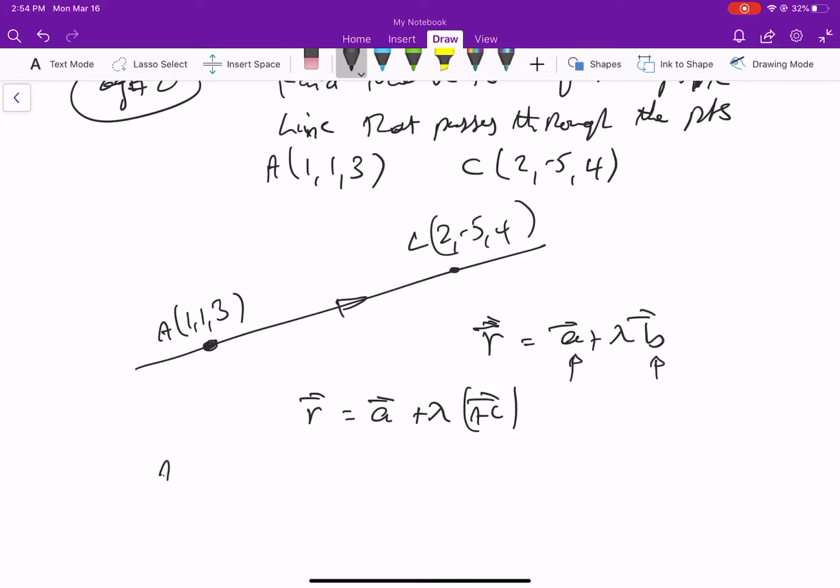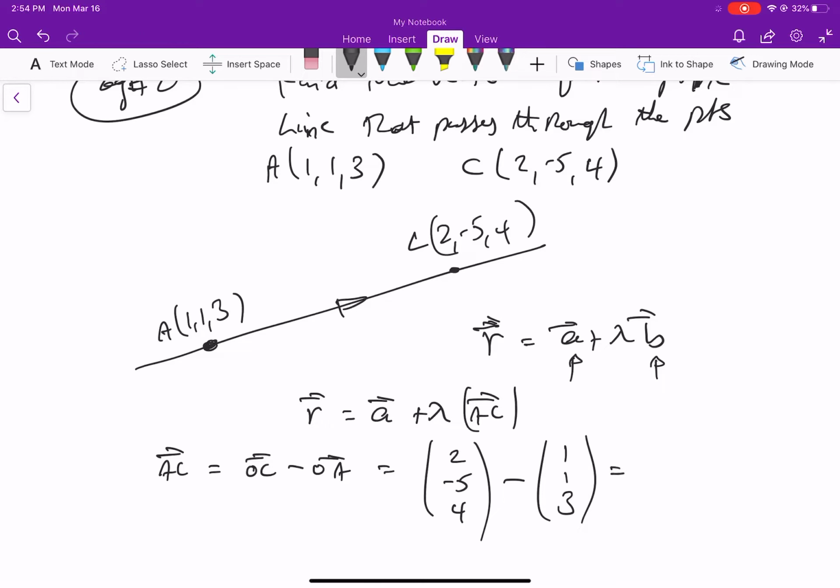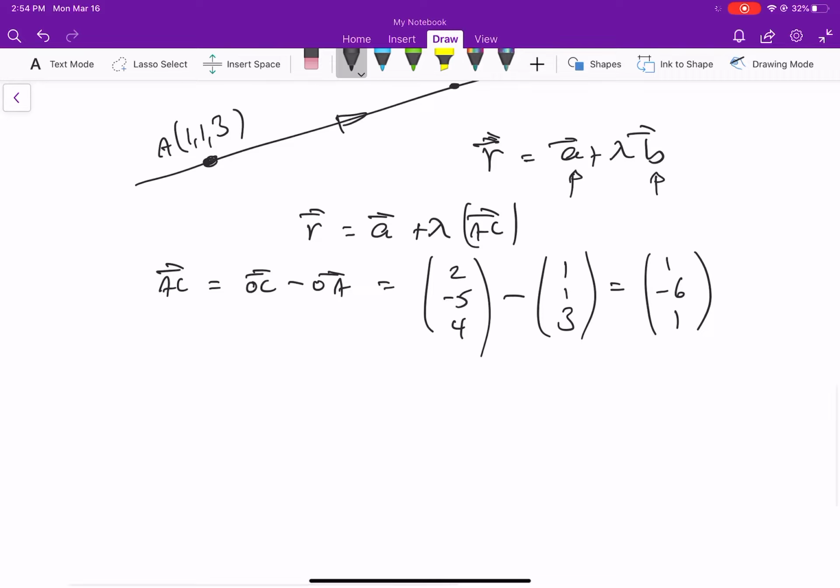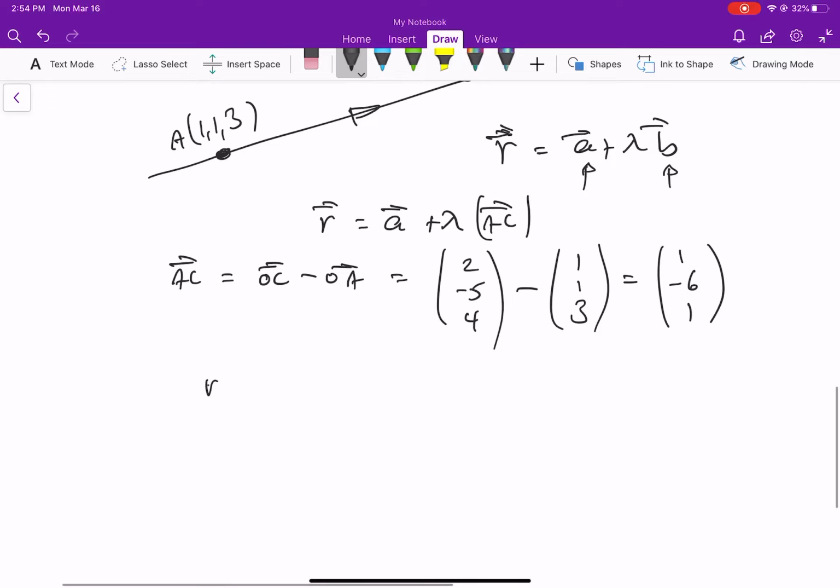So obviously I need the vector AC, which would be OC minus OA. I'm going to use column vector notation here. OC is (2, -5, 4) minus OA, (1, 1, 3), to give me 2 minus 1 is 1, minus 5 minus 1 is minus 6, hope I could add. 4 minus 3 is 1. All right. And therefore, the vector equation of the line could be written as r is equal to (1, 1, 3) plus lambda times (1, -6, 1).